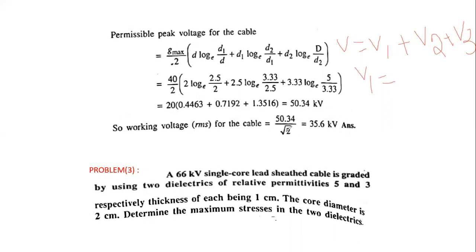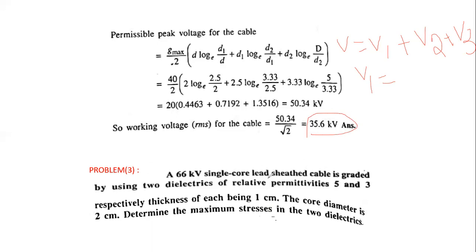Then we obtain the RMS value. After that, we are calculating the RMS value, that is peak value by root 2. Therefore, RMS value is equal to peak value by root 2, which is equal to 35.6 kilovolts. Next, coming to the third problem.